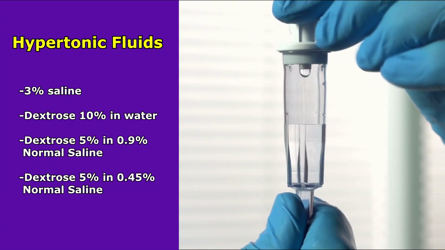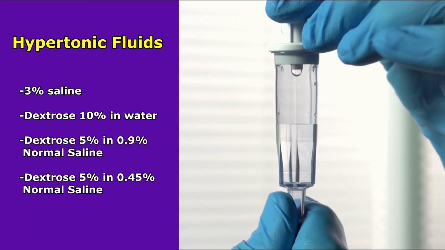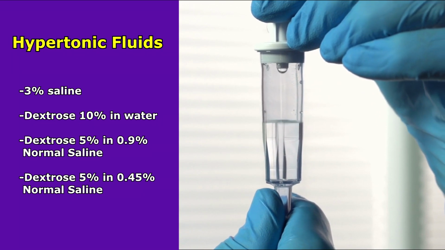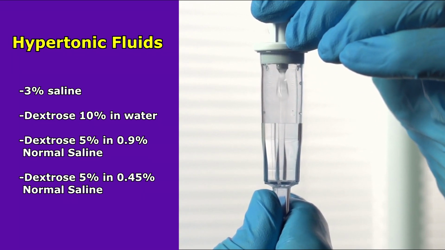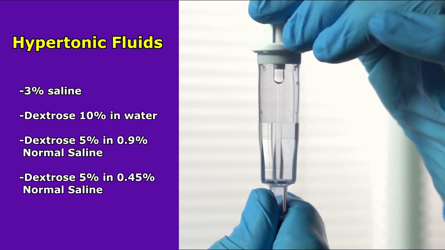Now some solutions that are considered hypertonic include 3% saline, dextrose 10% in water, dextrose 5% in normal saline, and then dextrose 5% in half normal saline.